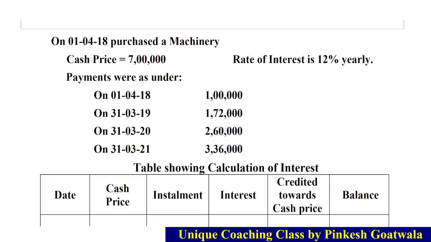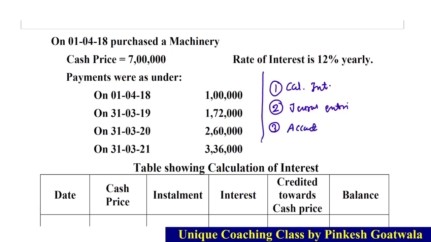Students, in this chapter, we have completed all the basic points. When we started the chapter, I told you we have to learn three different things in this chapter. First, the calculation of interest. Starting in 2 or 3 videos, we have learned about that. Second, I told you in the exam they ask to prepare journal entries, and third, to prepare accounts. These three different things we have to learn in this chapter, and we have already completed all of them.